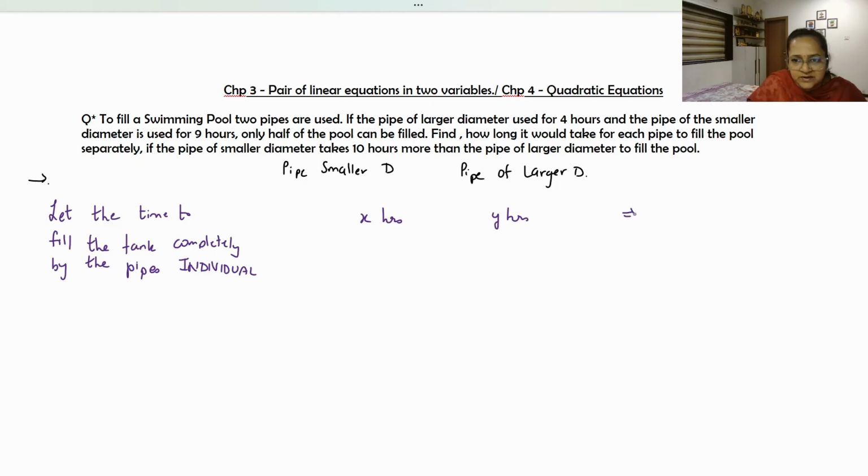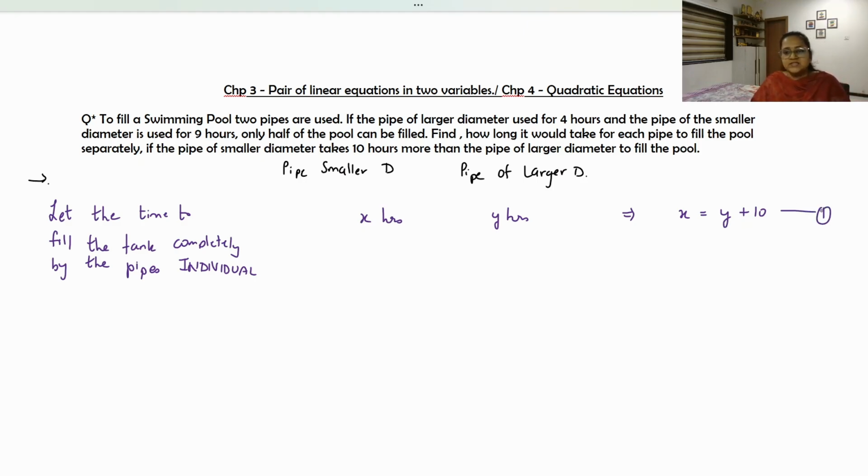So along with this, we have the second condition which says the pipe with smaller diameter takes 10 hours more than the time taken by the pipe of larger diameter. So that means the pipe of smaller diameter, time taken is X hours, is 10 more than the time taken by the pipe of larger diameter. So we got our first equation over here.